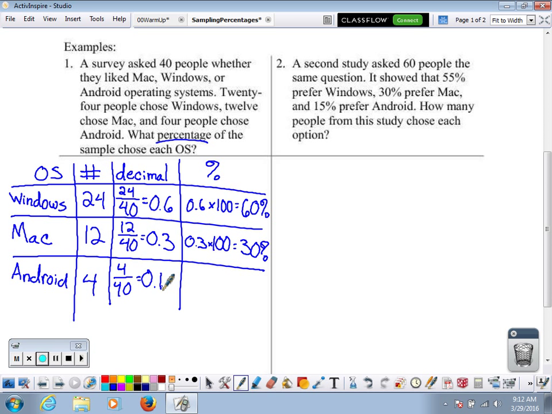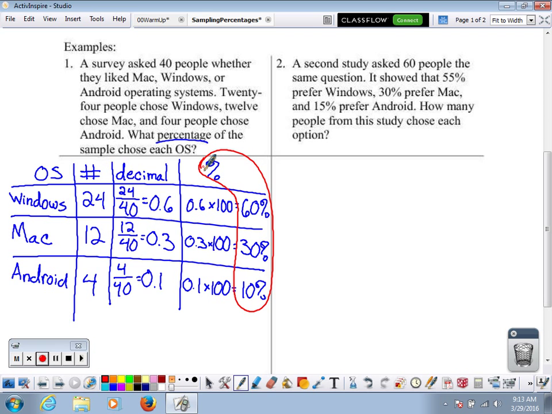Now the 0.1, the decimal, is going to be really good for doing our calculations, but it's not what we want. Our final answer is we want what percentage. So finish it off, Logan. So we take that 0.1, multiply by 100, and what do we get? 10%. So our final answer to this question, what percentage chose each operating system, is right here. That's the percent that chose each operating system.